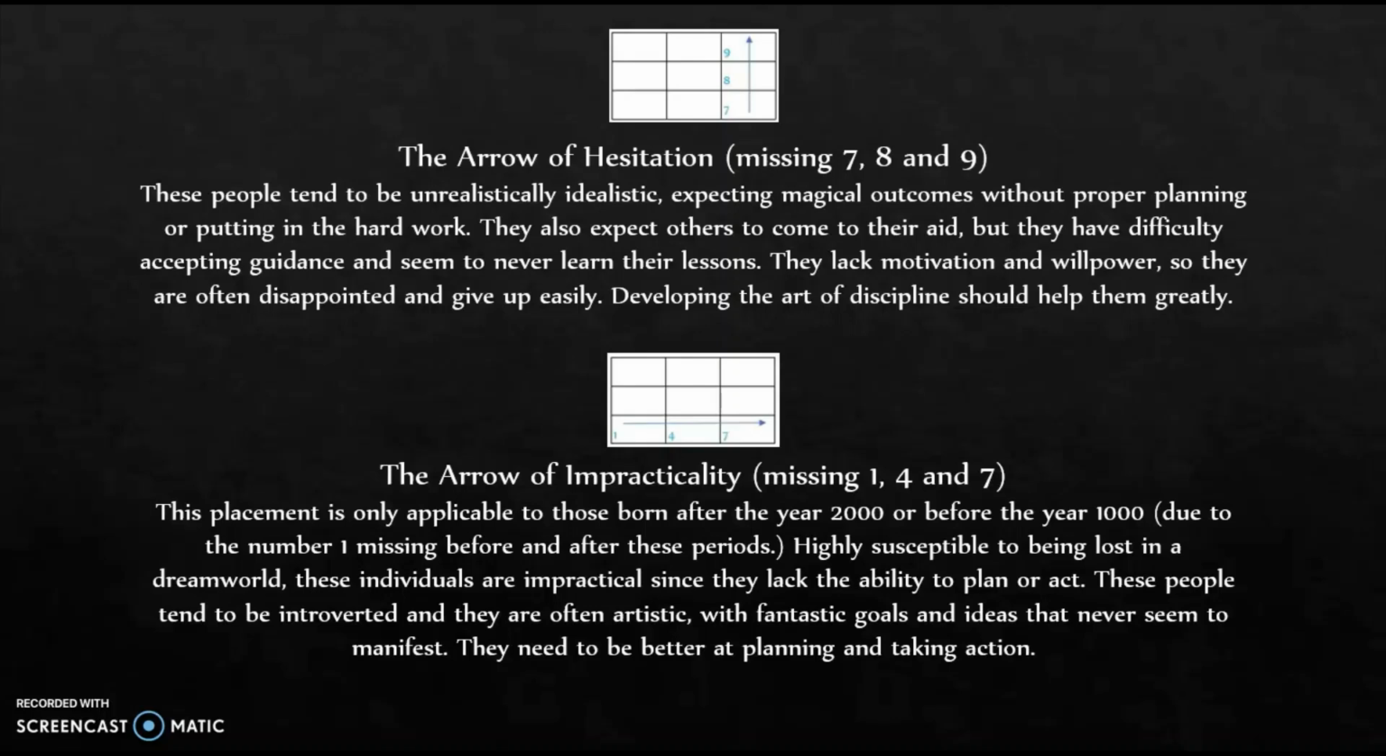The arrow of impracticality, missing 1, 4, and 7. This placement is only applicable to those born after the year 2000 or before the year 1000 due to the number 1 missing before and after these periods. Highly susceptible to being lost in a dream world, these individuals are impractical since they lack the ability to plan or act. These people tend to be introverted and they are often artistic, with fantastic goals and ideas that never seem to manifest. They need to be better at planning and taking action.